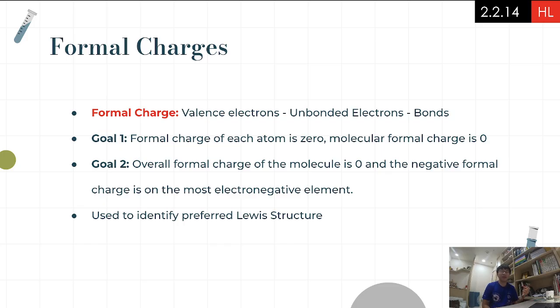But if you can't do goal 1, then you go to goal 2, where you want the overall formal charge to be 0. And if there is going to be a negative formal charge, you want it on the most electronegative element. So we want to identify the preferred Lewis structure if there are multiple that work.